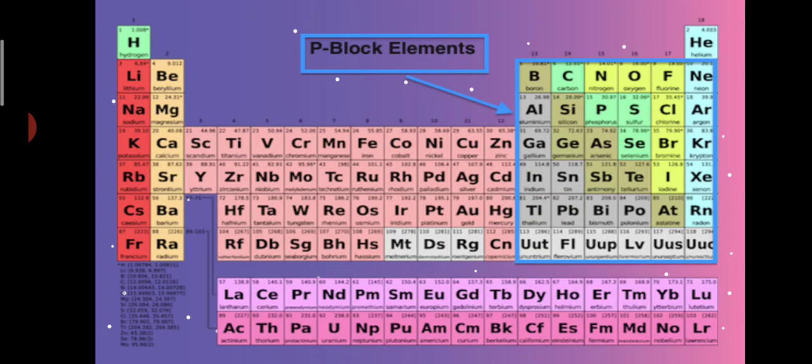Elements in this particular block play an important role in our daily life. For example, we cannot imagine our life without oxygen. And aluminium, right below boron, has plenty of applications, from household utensils to parts of aircraft. And silicon and germanium are semiconductors, so we need to know the properties of these elements because we are using them in our daily life.